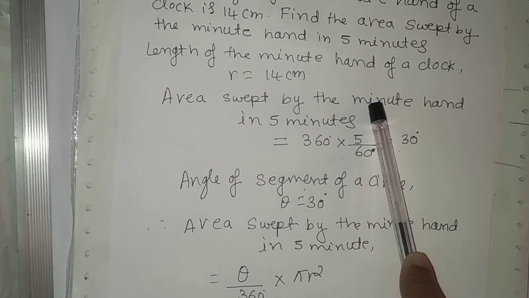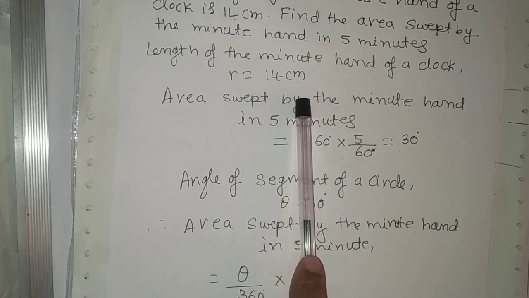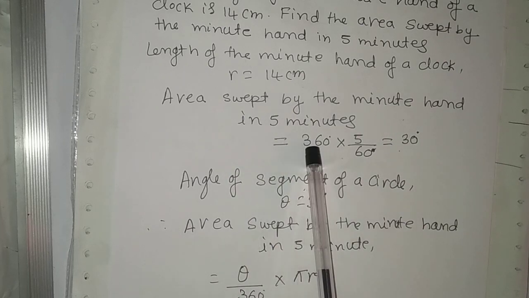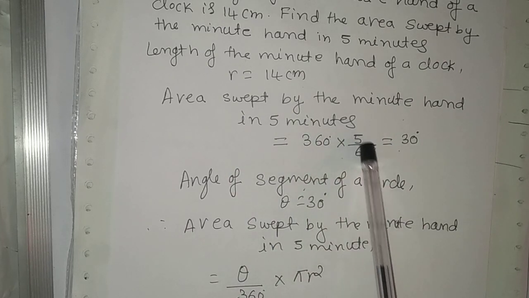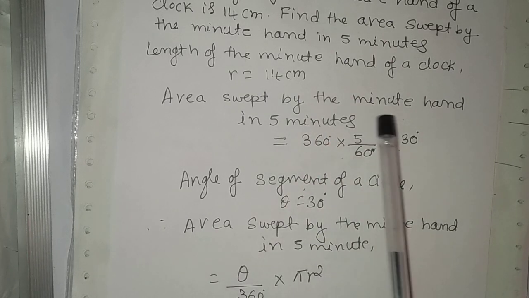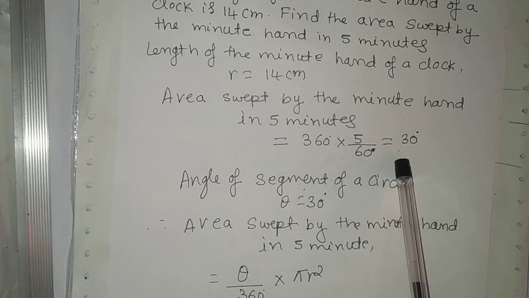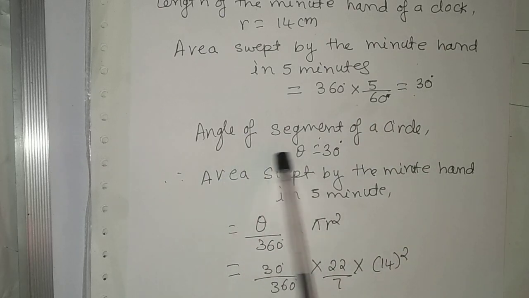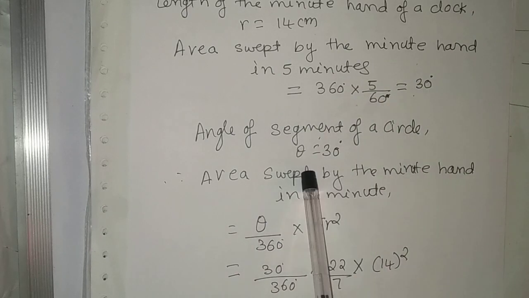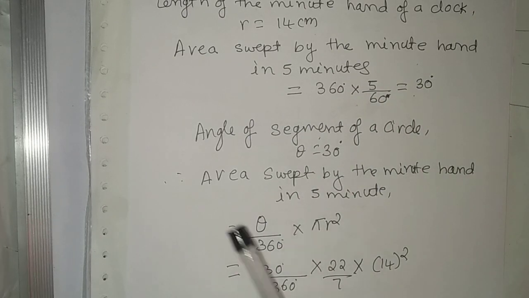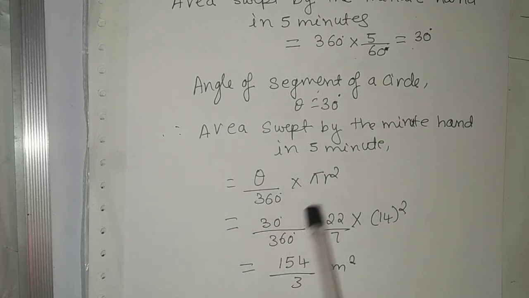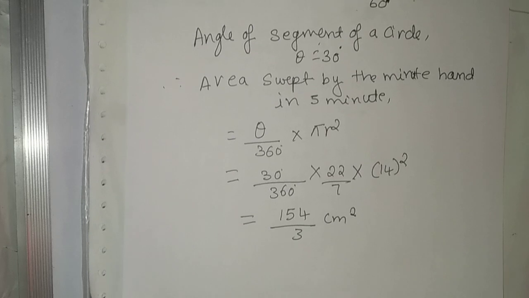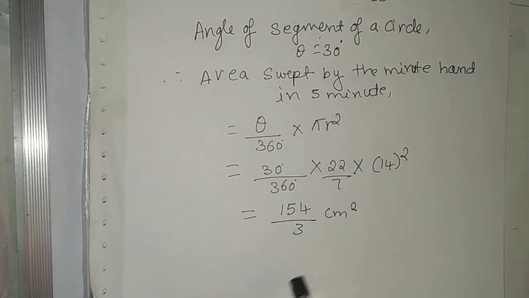So what is given here? The length of the minute hand of a clock is given, that is the radius, 14 centimeters, and the area swept by the minute hand in 5 minutes we calculate using 360 into 5 by 60. So we get 30 degrees. Next, the angle of the segment of the circle is theta equal to 30 degrees. Last is the area swept by the minute hand in 5 minutes. The formula is theta by 360 into pi r square. Substituting the values, we get 154 by 3 centimeters square. So this completes the third problem in exercise 5.2.